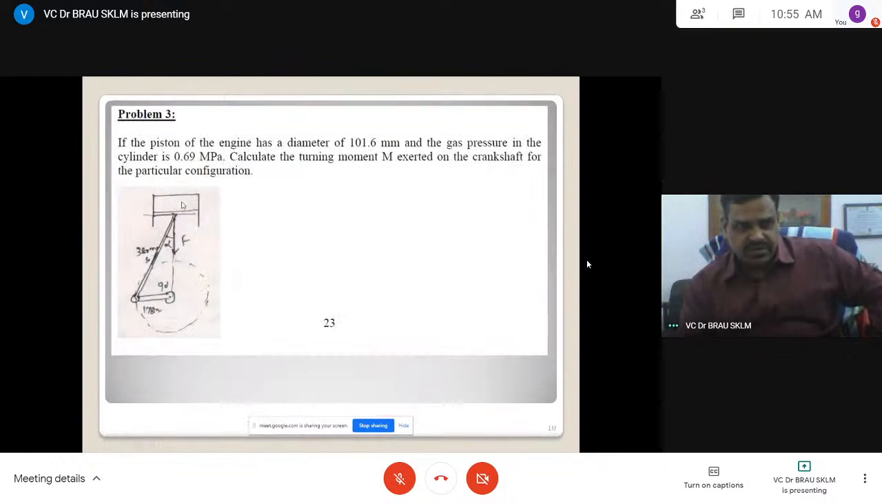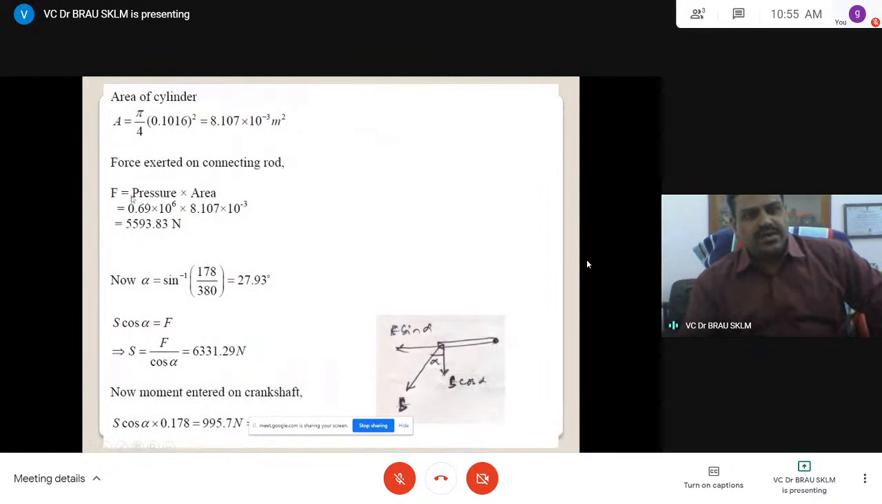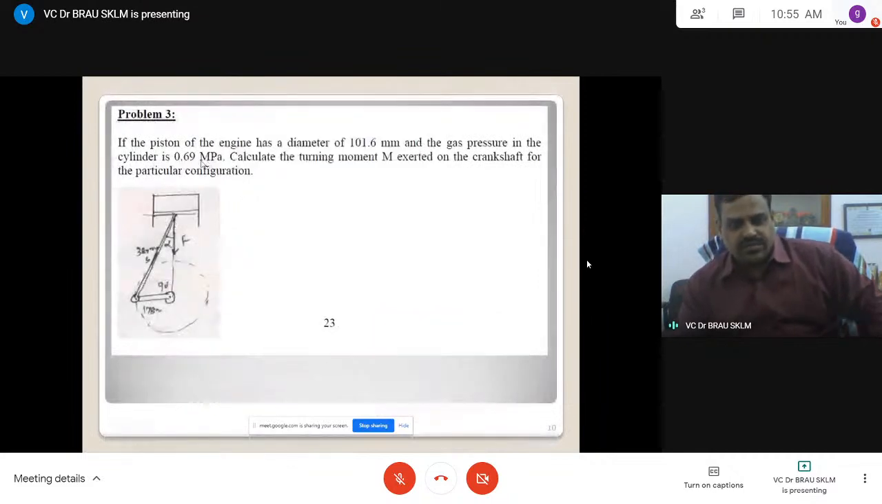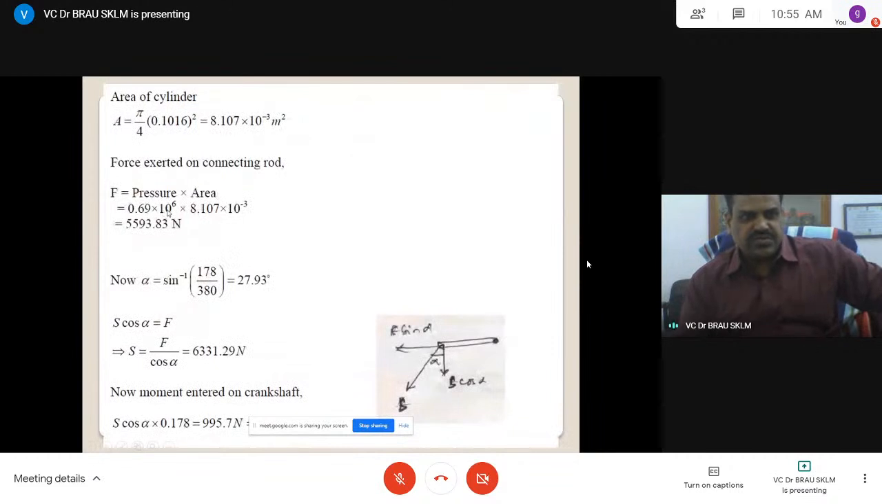Force exerted due to piston inside the cylinder. This force is equal to pressure into area. Okay. This is what is the pressure into area. Area is already we got. Pressure is given 0.69 megapascal. 0.69 10 power 6 Pascal. Pascal is Newton per meter square. Area is in meter square. Meter square will cancel. Force is in newtons.